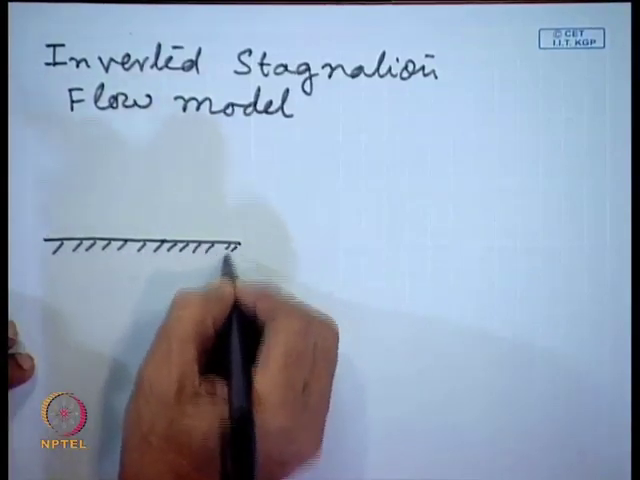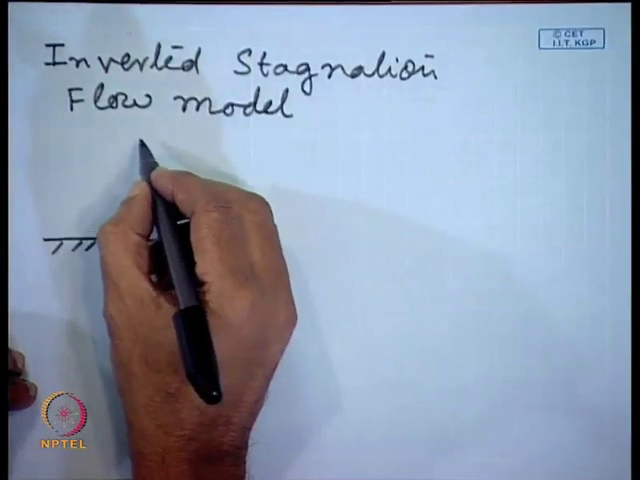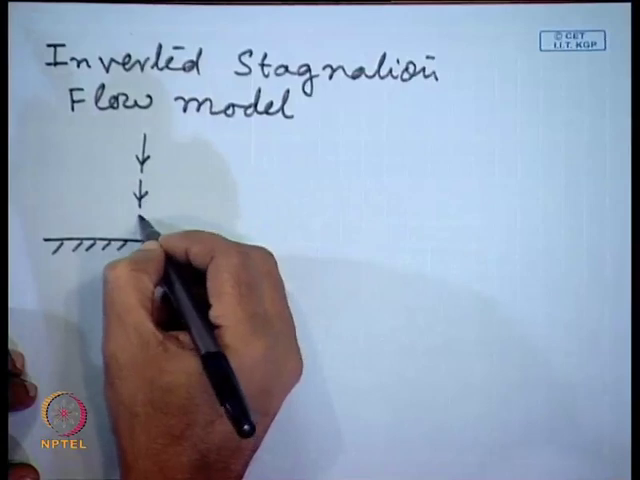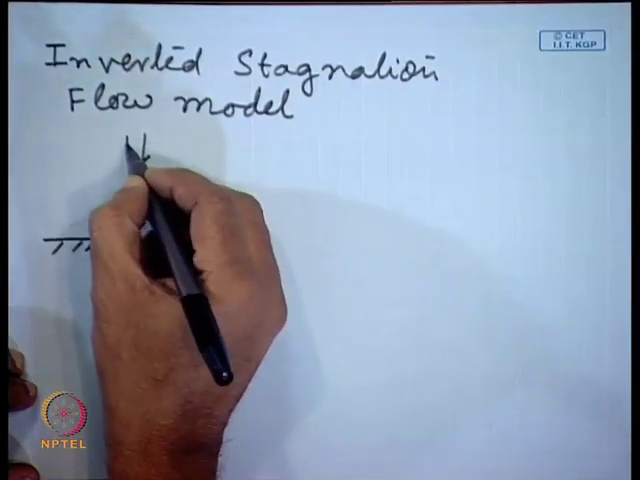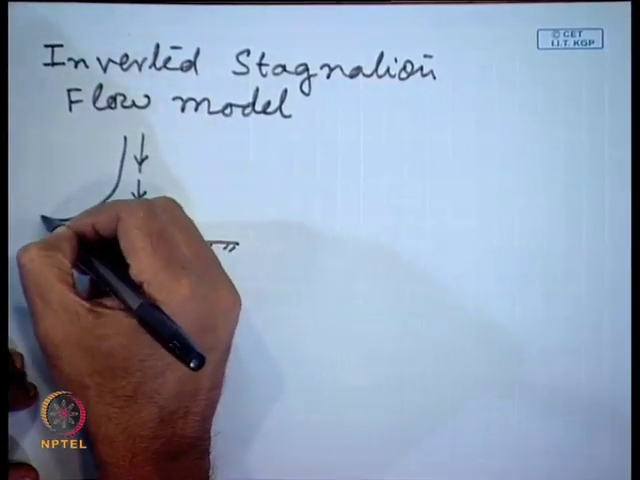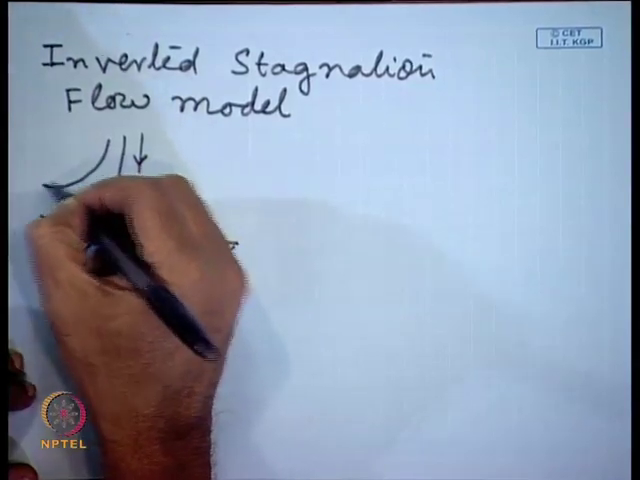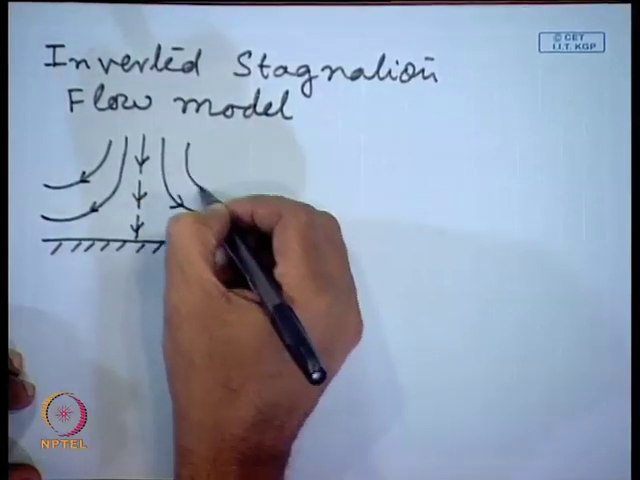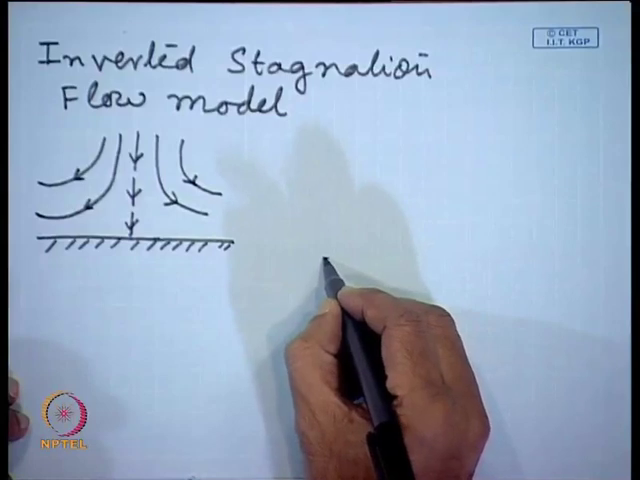Let us say there is a surface. Now, stagnation flow means if the flow is directed towards it. So, if the flow is directed towards it, then what will happen? The streamlines will be like this. If we reverse the direction of the streamlines, we will get inverted stagnation flow model. This is a stagnation flow. Why we are considering inverted stagnation flow model?